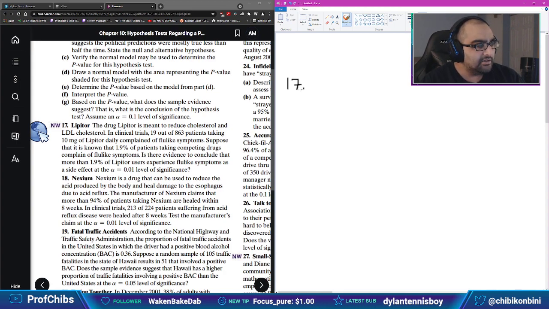Lipitor. The drug Lipitor is meant to reduce cholesterol and LDL cholesterol. In clinical trials, 19 out of the 863 patients taking 10 milligrams of Lipitor daily complained of flu-like symptoms. Suppose that it is known that 1.9% of patients taking competing drugs complain of flu-like symptoms. Is there evidence to conclude that more than 1.9% of Lipitor users experience flu-like symptoms as a side effect at the 0.01 level of significance?